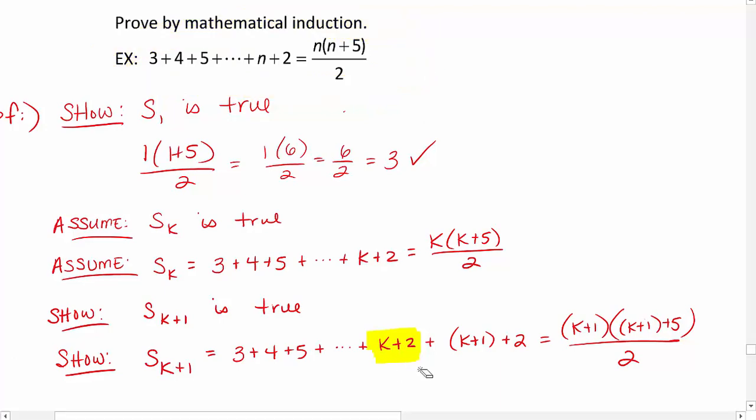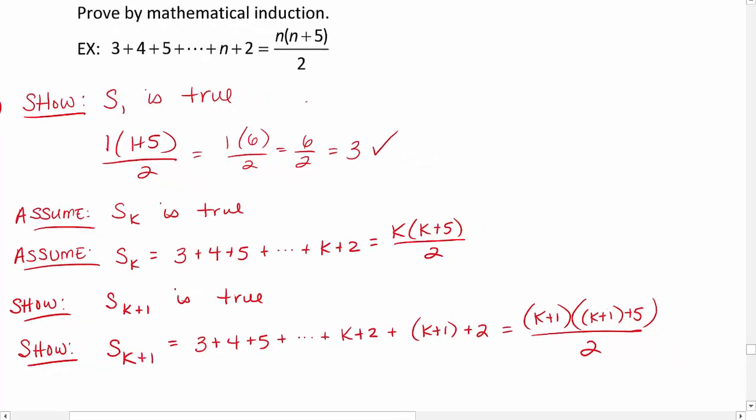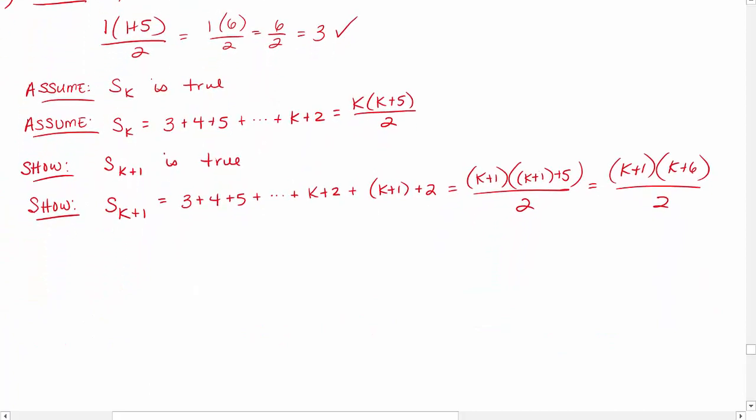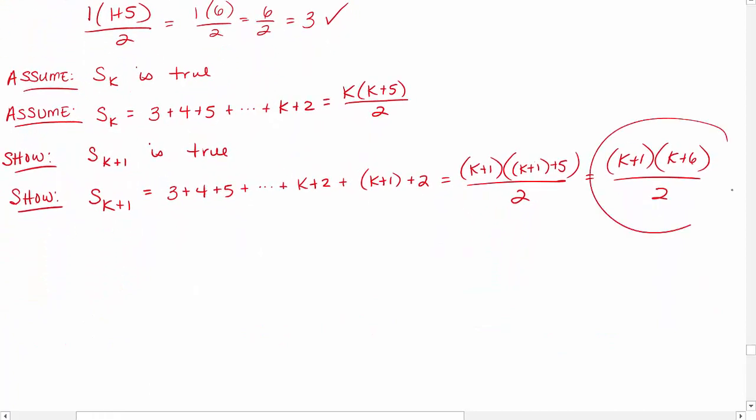All right, I'm going to clean up this over here a little bit. So this would be k plus 1 times k plus 6 all over 2. So that's what we're trying to show. We're trying to show that S sub k plus 1 ends up being this over here. All right, let's do that.